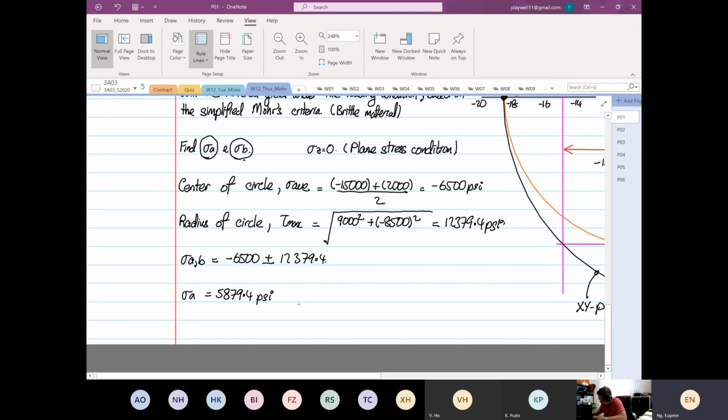And then stress B is equal to minus 18,879.4 psi. Okay, so we got this sorted out already. The next thing we are going to do, we're going to find if this is greater than 1 or less than 1. It's just a matter of substitution.